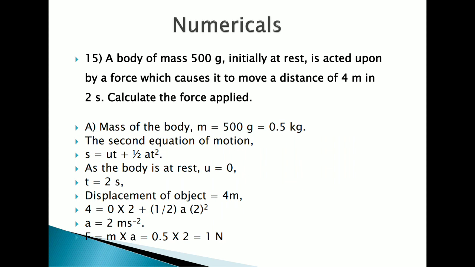Distance we know: after applying the force it has traveled a distance of 4 meter. We do not know v. We know s and we know u as well. So we will substitute. Distance moved by the object is 4 meter. 4 equals 0 into 2 plus half a t square. Time is 2 seconds. So after substituting we will get the value of acceleration as 2. F equals m into a. 0.5 into 2 equals 1 Newton.